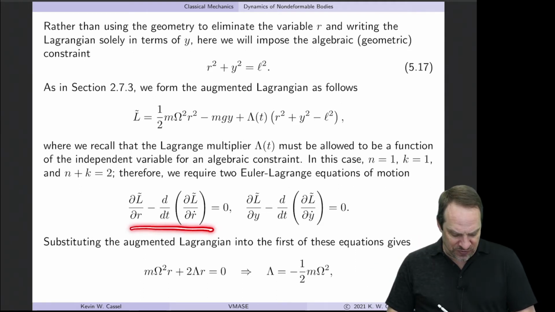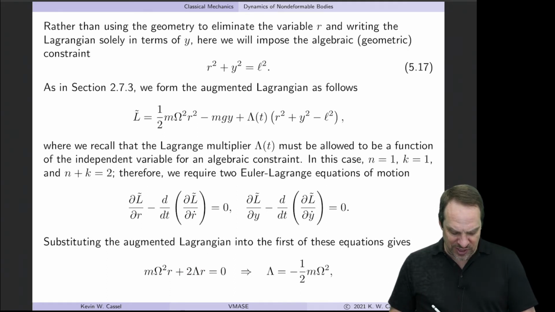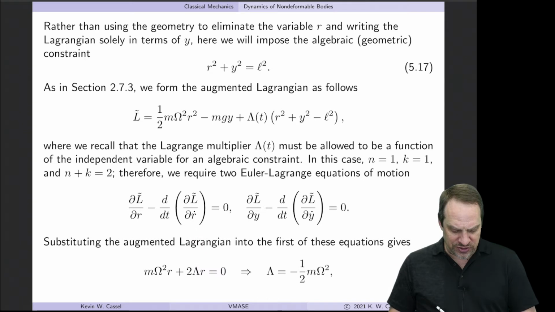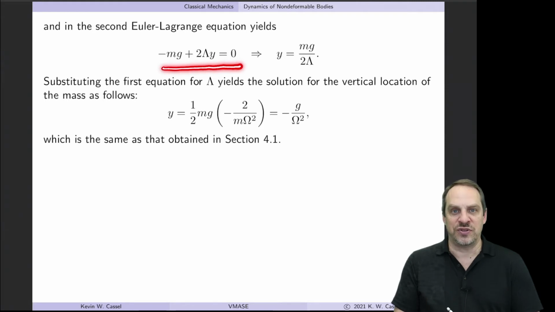When we evaluate this first equation, we get this. And if I solve for lambda, because normally we want to eliminate the Lagrange multiplier because I don't really care what it is, that's minus a half m capital Omega squared. Okay, so that's from the first equation. Now let's take a look at the second equation. From the second equation, we do the partial derivatives, and we get this expression as our second Euler-Lagrange equation.